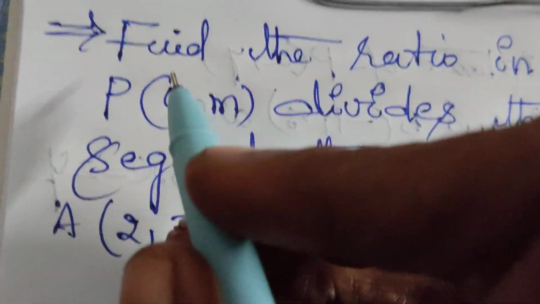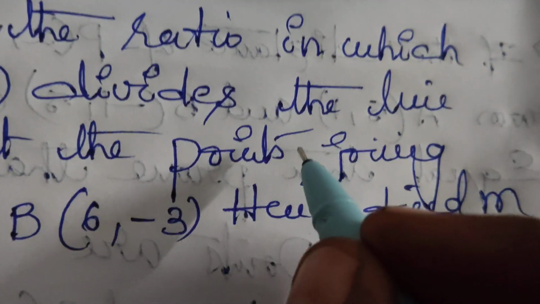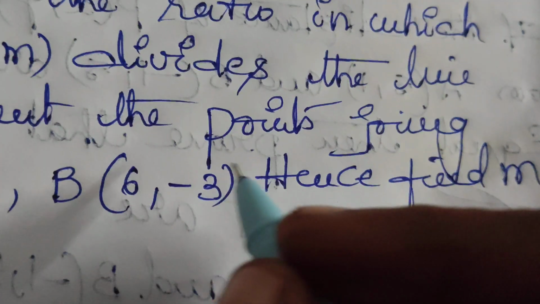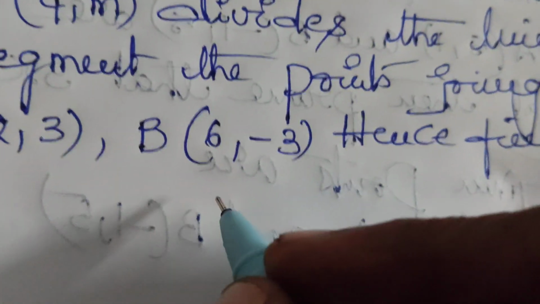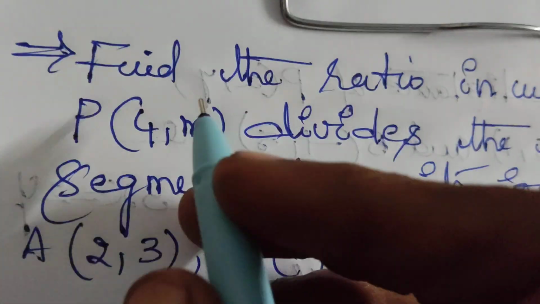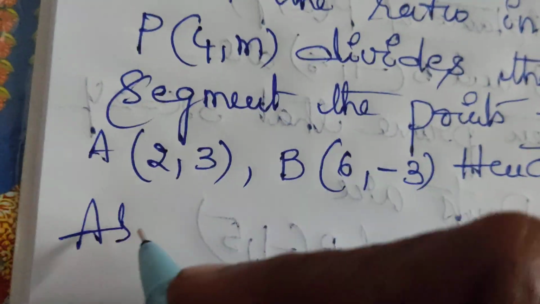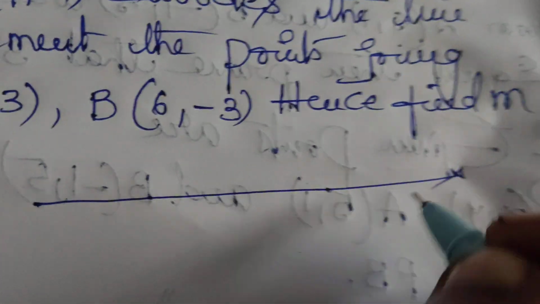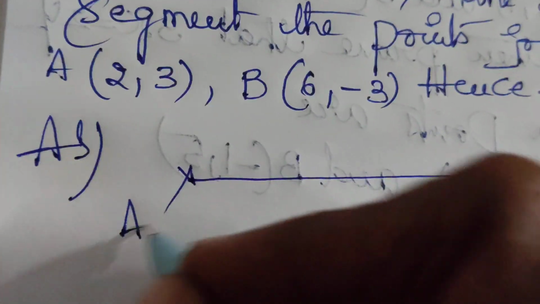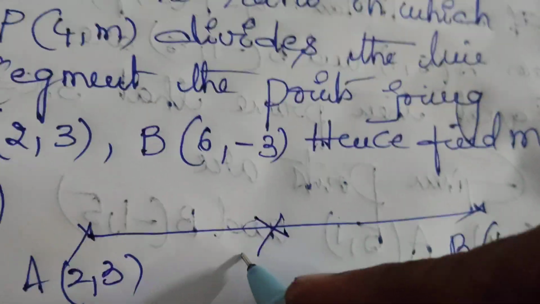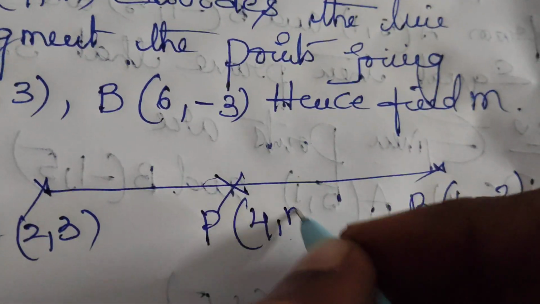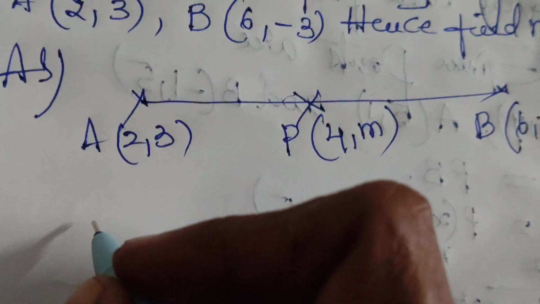Today we are going to explain this problem: find the ratio in which P(4, m) divides the line segment joining the points A(2, 3) and B(6, -3). Hence find m. Here, given the line segment joining A(2, 3) and B(6, -3), the line segment is divided by the point P, given as (4, m).